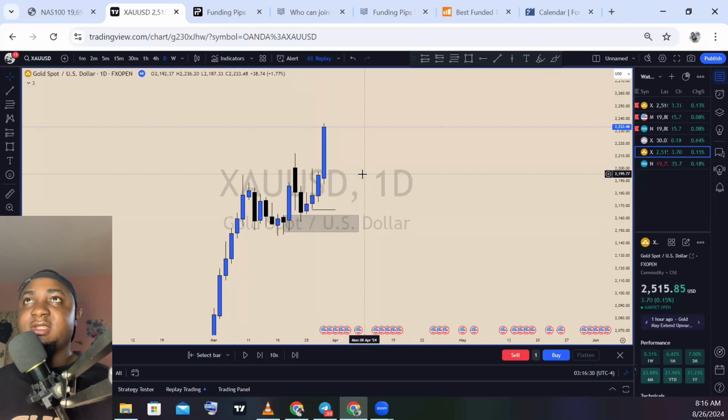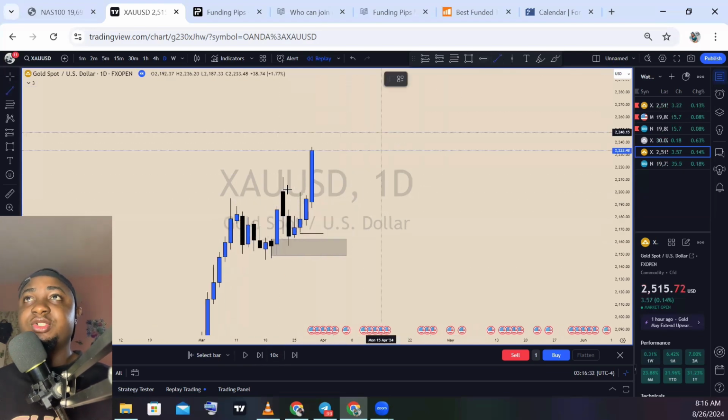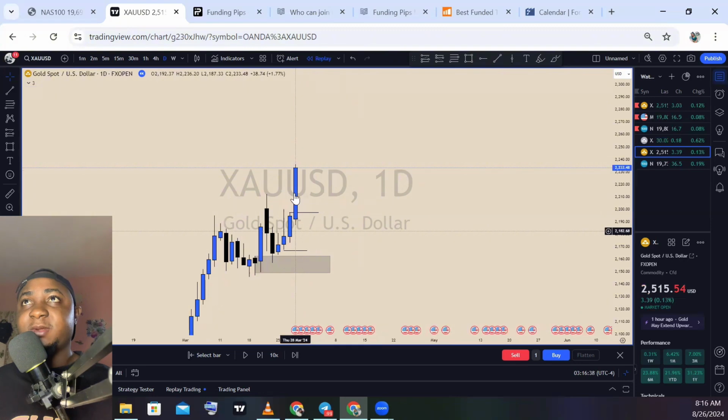Going on to the next day, as you can see, a very strong push and a very strong close above all the highs in this area. So what are we expecting if price is closing like this? We want to be bullish. We're expecting price to go for this, our drawn liquidity.